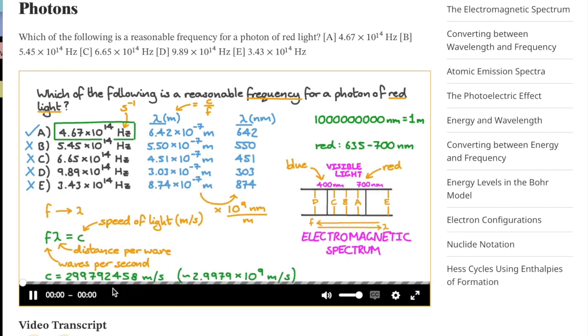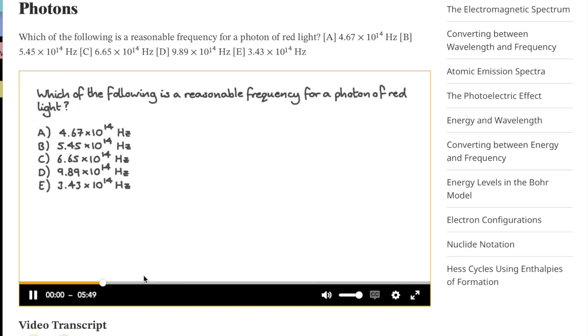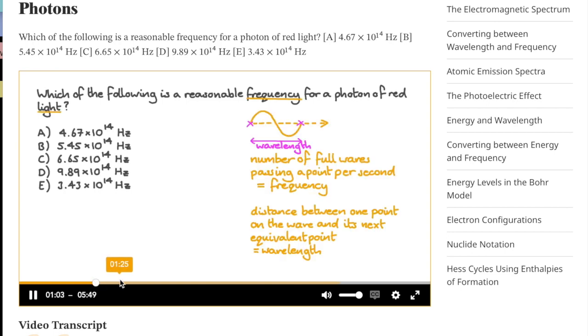This particular video is really busy, there's a lot of writing on here, but they do go through things step by step, and I thought actually, if we use it in Edpuzzle, I think this would be really good because it has a reasonable set of questions. For example, what is the frequency for a photon of red light? A, 4.67 times 10 to the 14 hertz. I'm just going to read out the direction of the question.